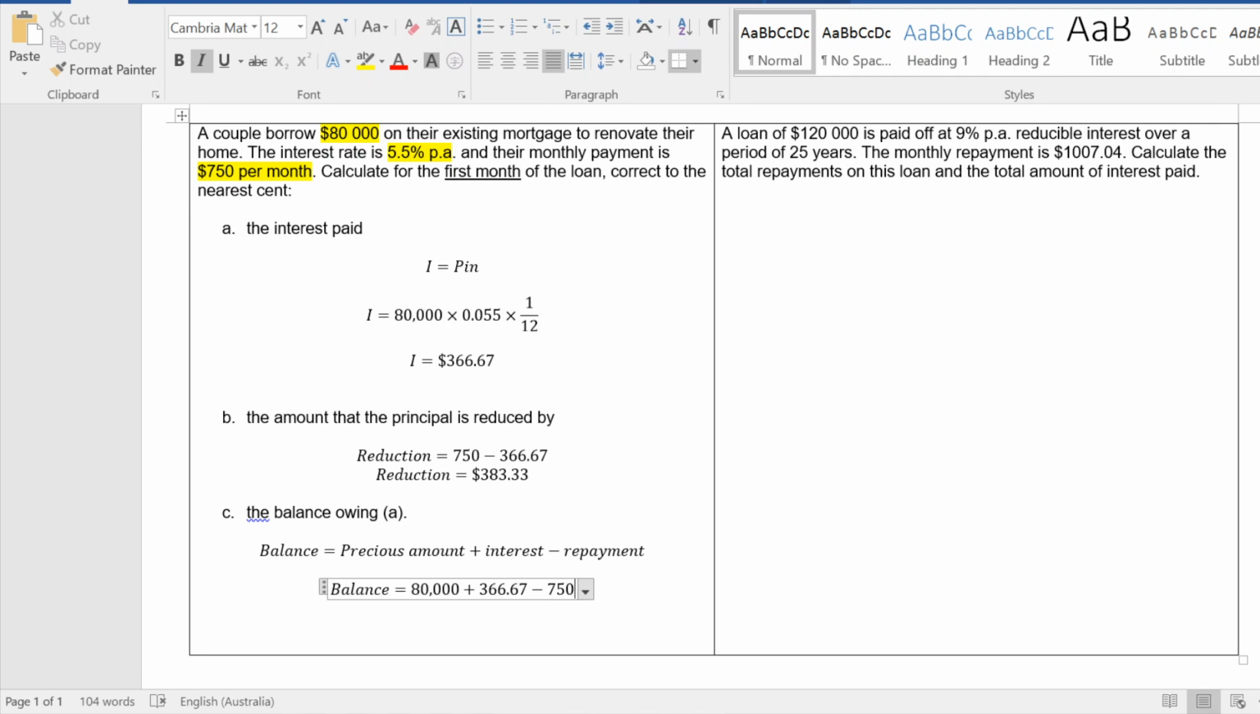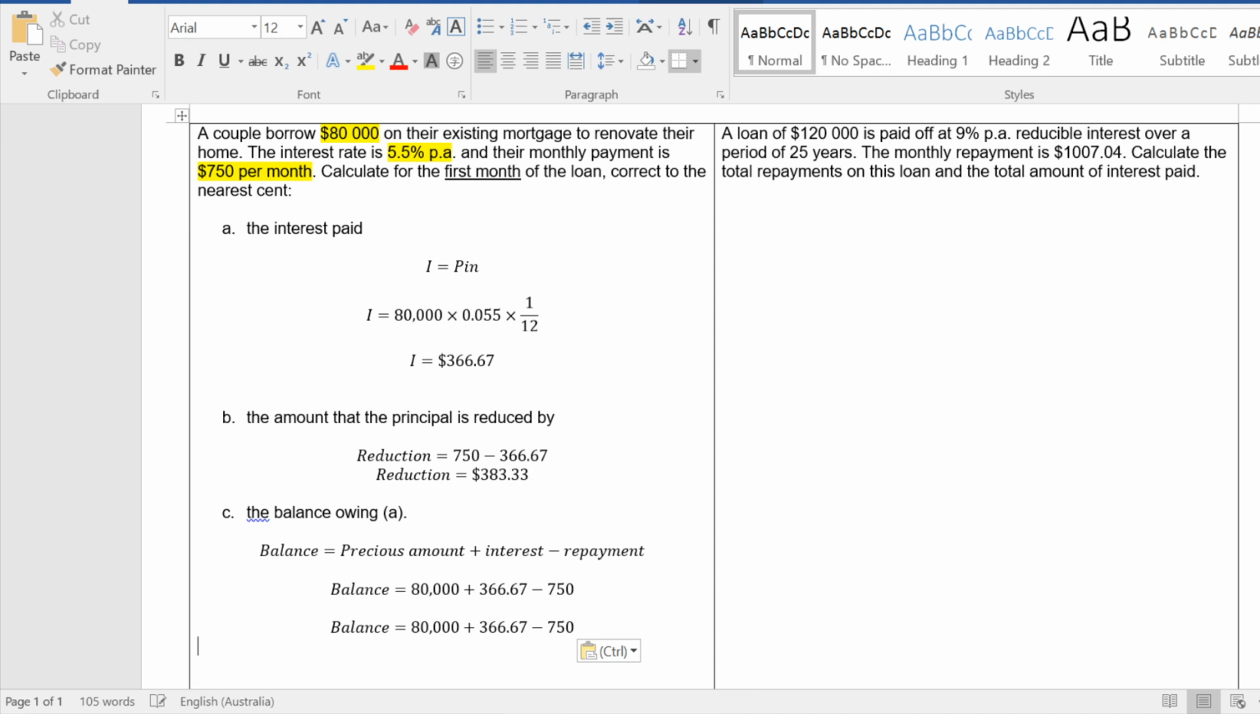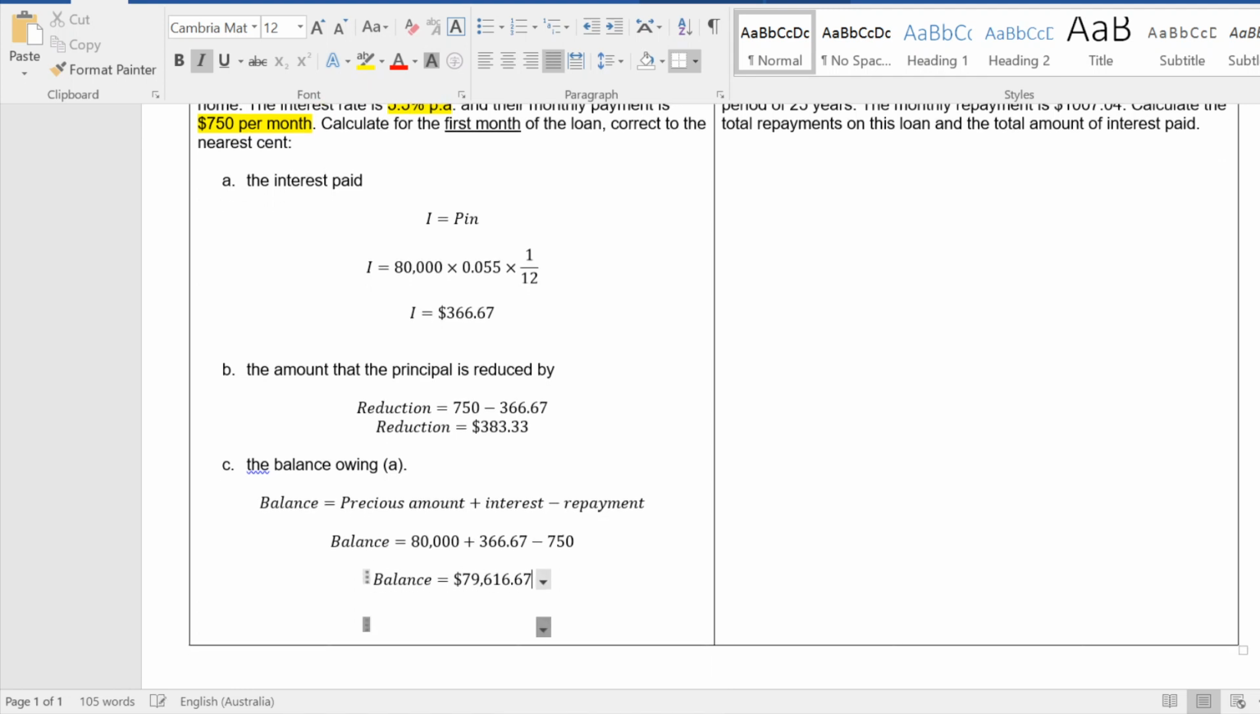Now, if you just wanted to shortcut and just take the reduction away, that will give you the same answer. So I'm going to put that into my calculator now and end up with an answer of $79,616.67, all the while still rounding it to the nearest cent as the question specified. So that's how you answer part C there. We get our balance after the first month. As you can see, because we've got less than our principal, it means that it is definitely a reducing balance loan. We will pay it off, but it might take a little while.